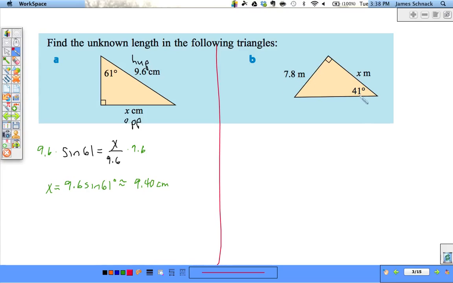B, angle is 41 degrees. This 7.8 is the opposite side. X is the adjacent side. So opposite adjacent, we're talking tangent, ladies and gentlemen. Tangent 41 equals opposite over adjacent, TOA. It's the end of SOHCAHTOA. 7.8 divided by x. Now how do we get x here? X is down in the bottom of this fraction. Dividing by 7.8 isn't going to get that alone. First thing we do is multiply both sides by x.